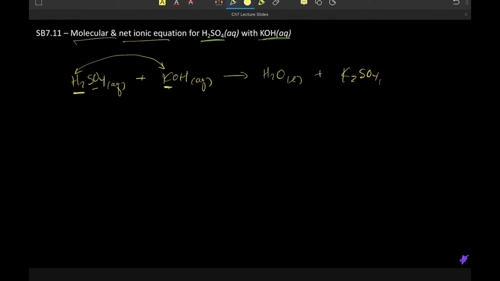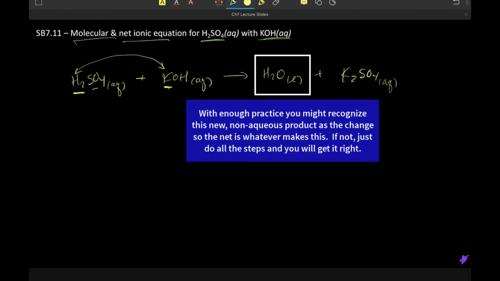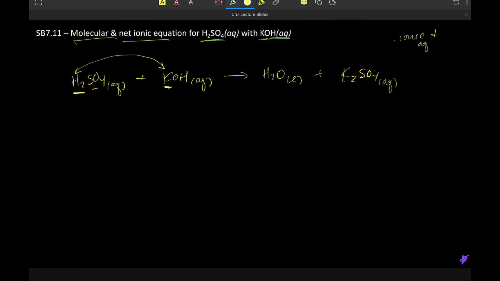Now we'll apply our solubility rules. Potassium is a group 1, which means always soluble. And because we have aqueous reactants, there is water present, so K2SO4 will be aqueous. So that's our complete molecular. Now if we want to whittle this down to a net ionic, we'll just do all the steps. In order to do a complete ionic, we will dissociate the things that must be ionic and aqueous. So that's what we're going to look for.